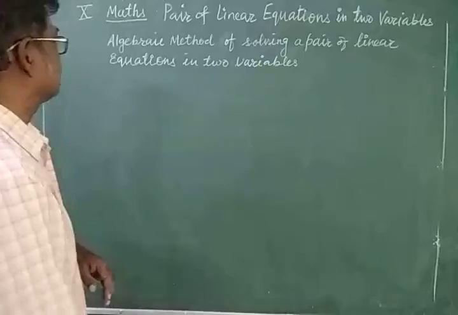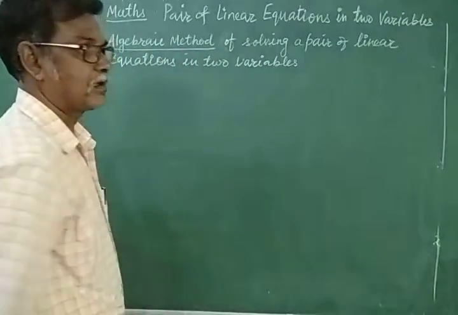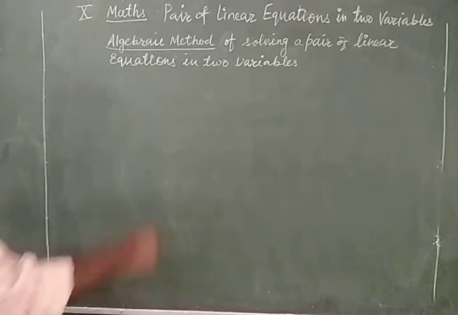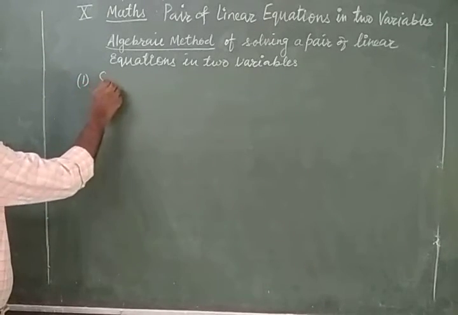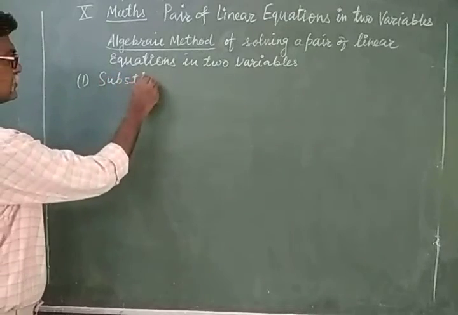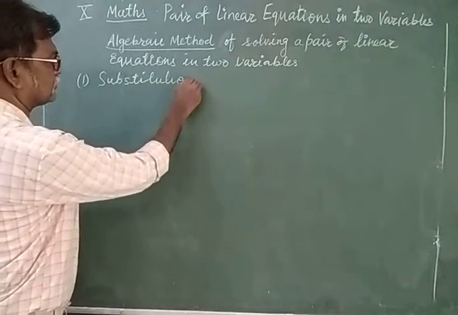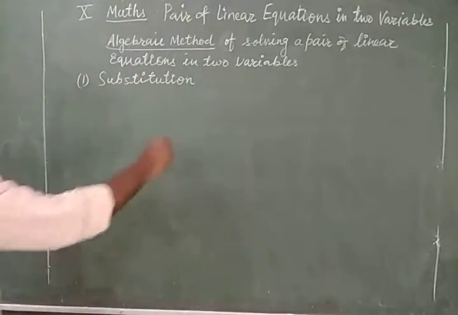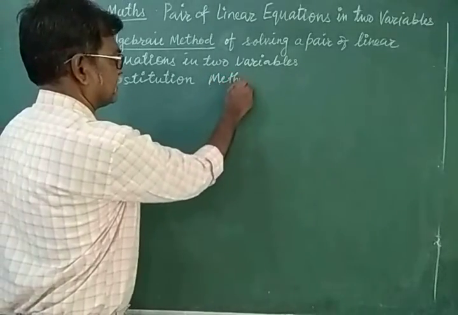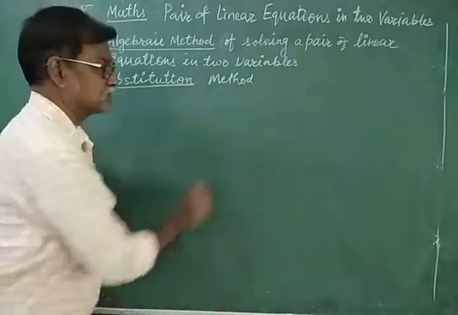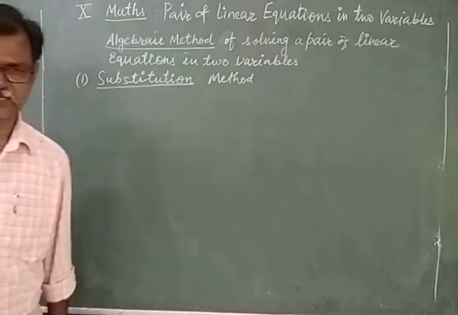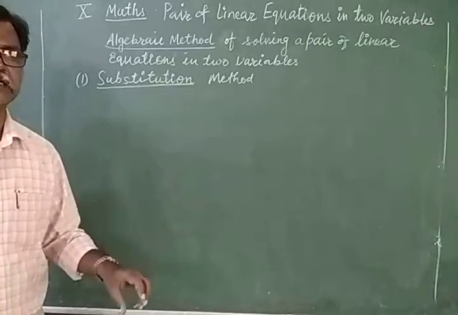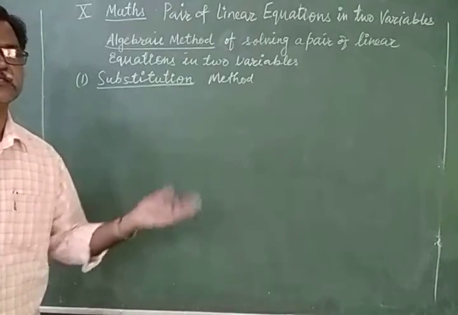Now we shall see the algebraic method of solving a pair of linear equations in two variables. The first method is the substitution method. In the substitution method, two variables are there. So find the value of any one variable from one equation and substitute the value of that variable in the second equation.